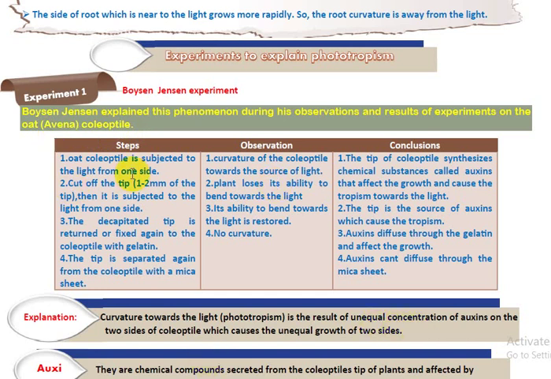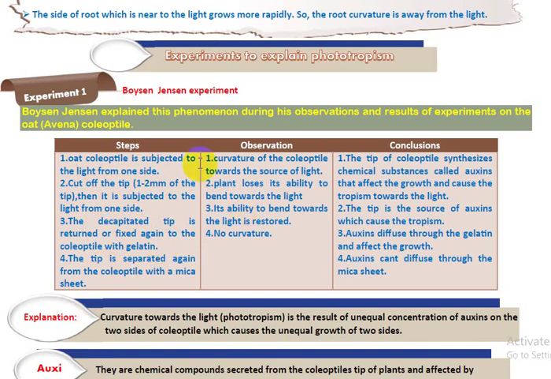Steps: the coleoptile is subjected to light from one side. Then cut off the tip, 1 or 2 millimeters of the tip, and it is subjected to light from one side. The decapitated tip is returned or fixed again to the coleoptile with gelatin. The tip is separated again from the coleoptile with a mica sheet.